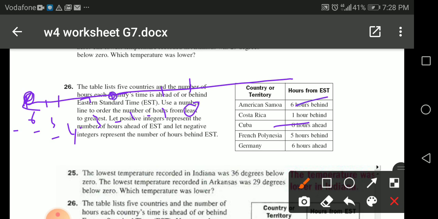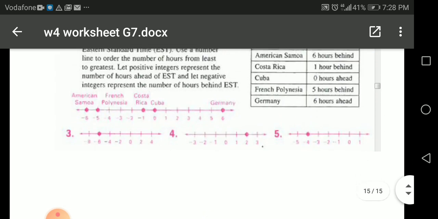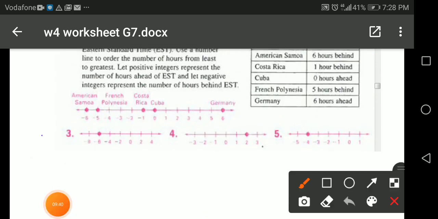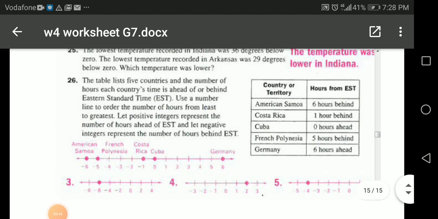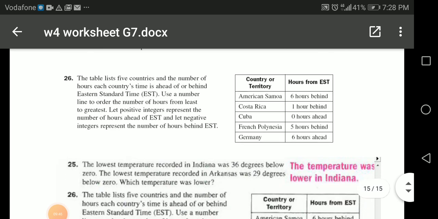So -1, 0. Then 5 behind, -5. Then he asks me about 6 hours ahead: 1, 2, 3, 4, 5, and 6. So here this is +6. So this is my number line, and you can see it here. We draw it like this, and here write the names of the countries. Okay, guys, is it easy?